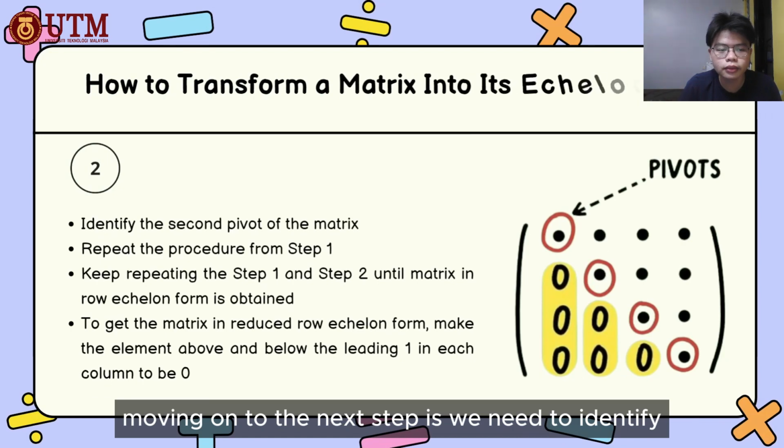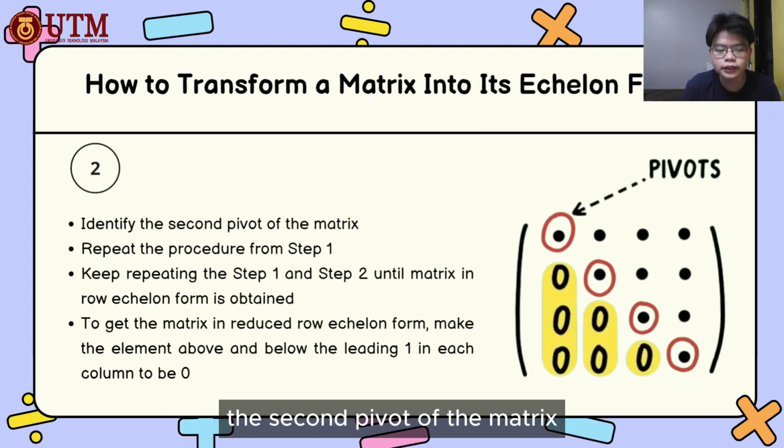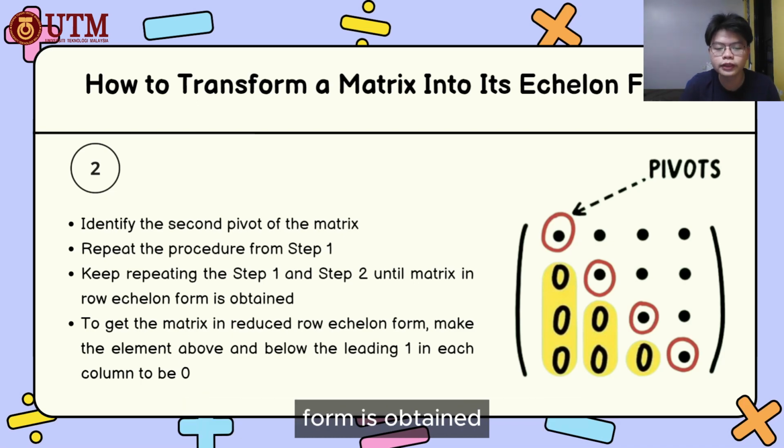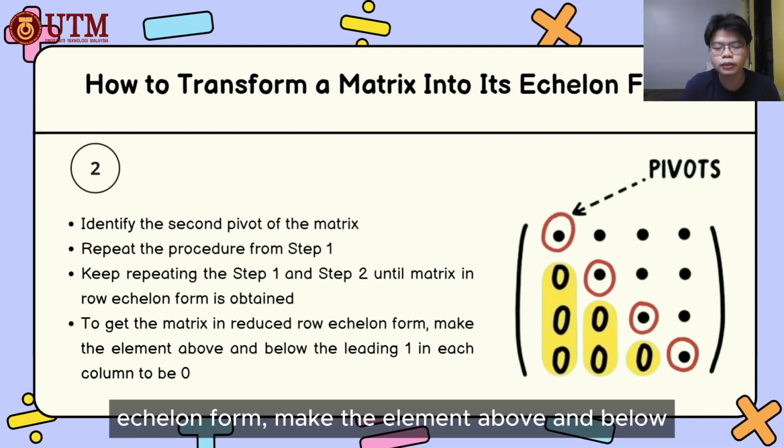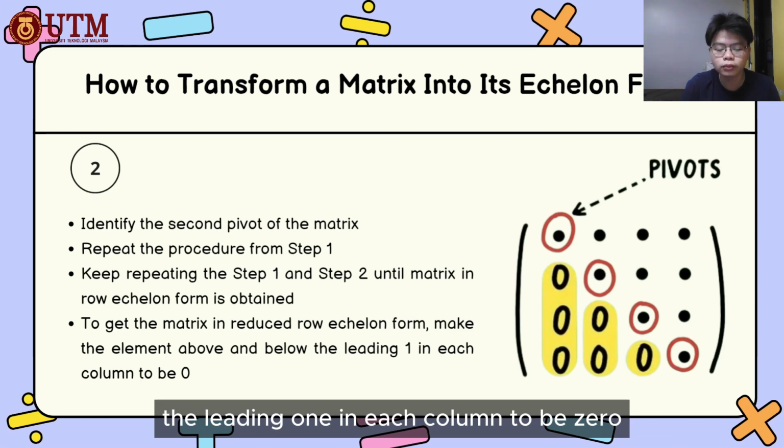Moving on to the next step, we need to identify the second pivot of the matrix. Repeat the procedure from step 1. Keep repeating step 1 and step 2 until a matrix in row echelon form is obtained. The final step is we need to get the matrix in reduced row echelon form. Make the elements above and below the leading one in each column 0.